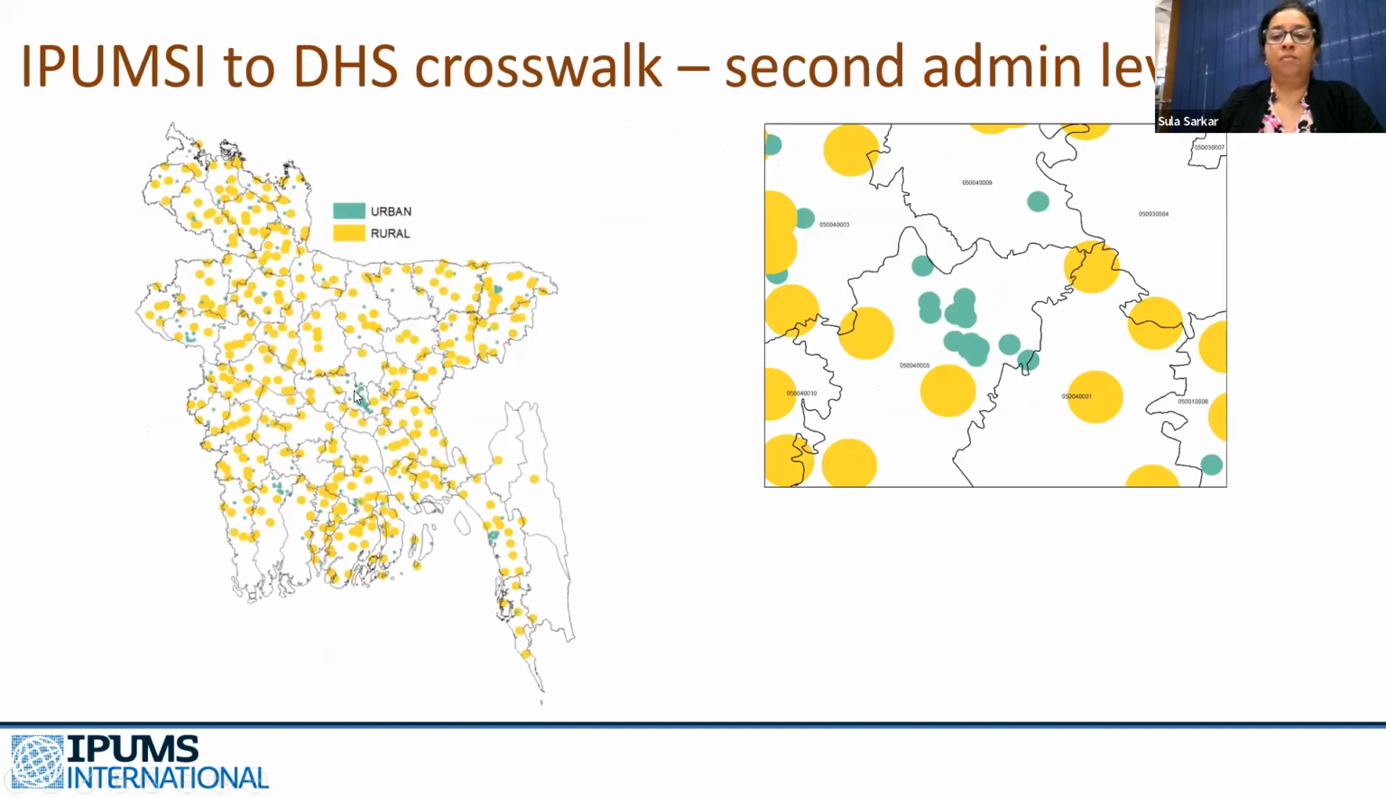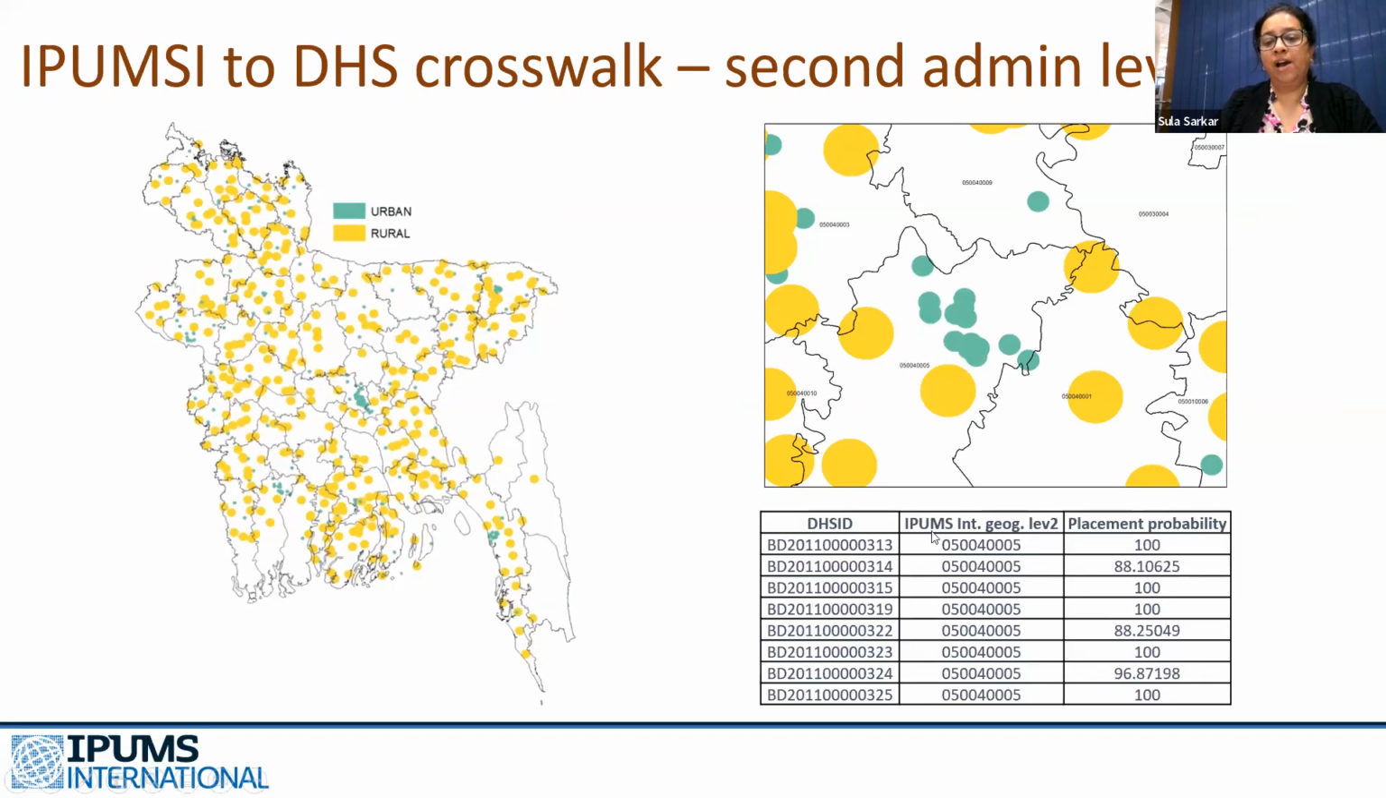Here is an example from DHS. So you overlay the IPUMS International Census boundaries on the DHS boundaries. The yellow circles are rural areas, which are displaced at 5 kilometer radius. The green circles are urban areas displaced at 2 kilometer radius. So for all these units, you can safely say they are located in this admin area. So we provide the DHS ID, an IPUMS International code, and a placement probability where you can use the cutoff.